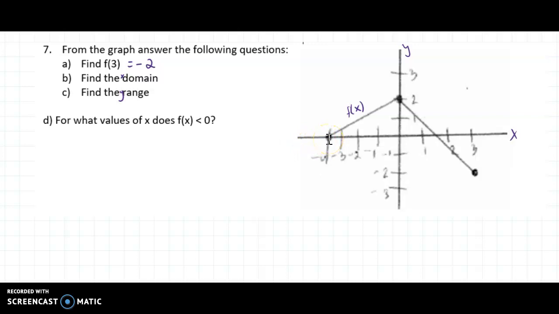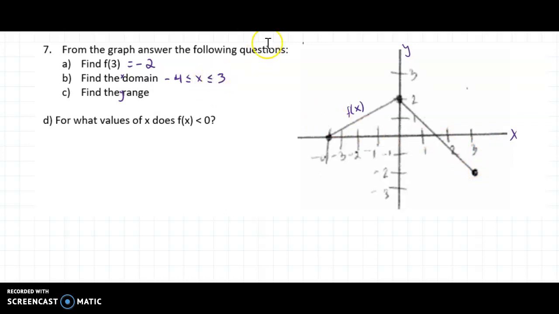Well, notice it starts here at -4. I'm going to write it in two ways. -4 less than or equal to x. And then I go all the way out to here, and it's defined all the way out to x equals 3. So less than or equal to 3. The reason I put the equals is because I've got the closed circles. If I had an open circle, then I would do it the other way around.